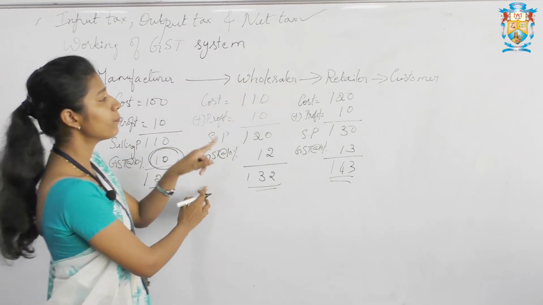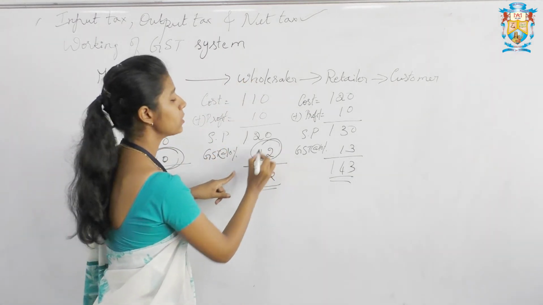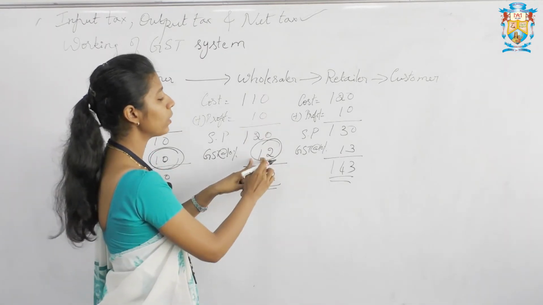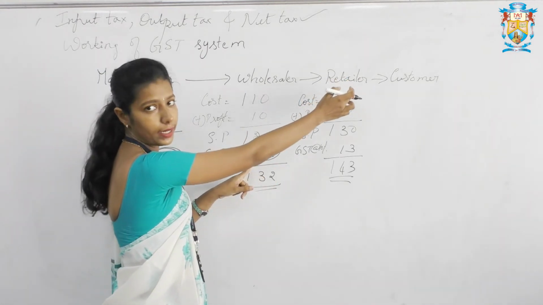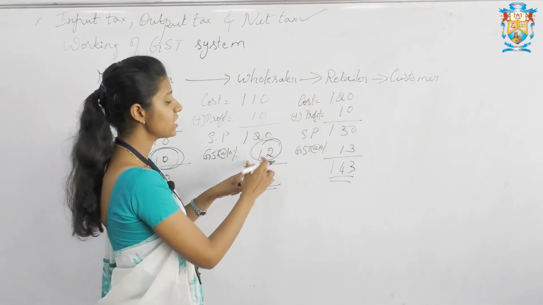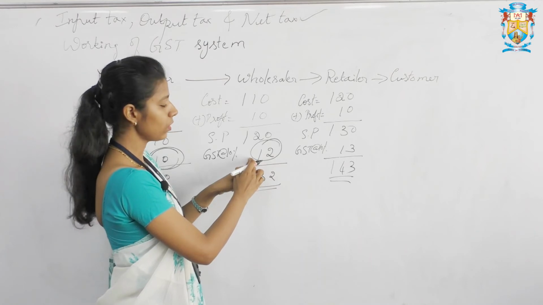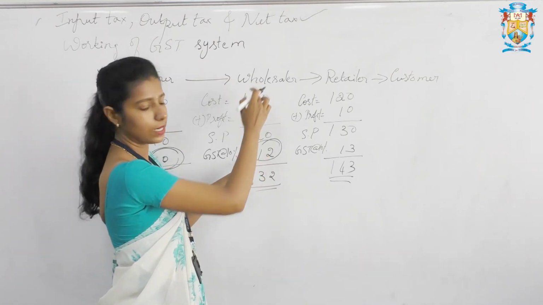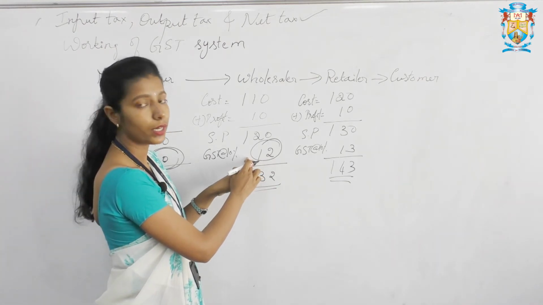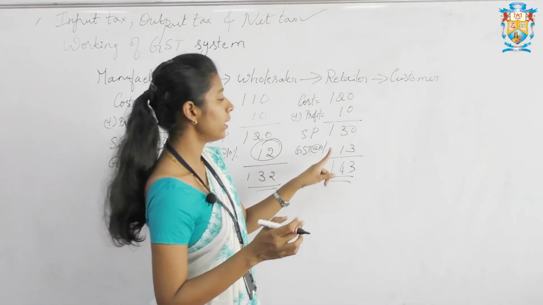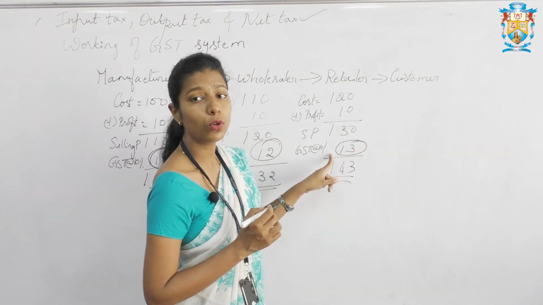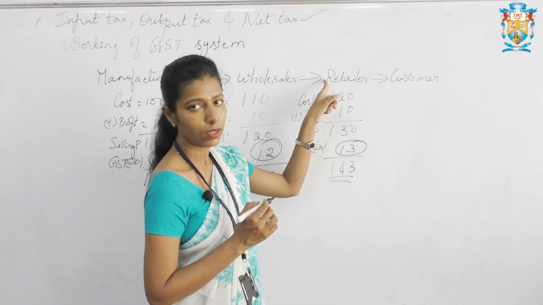So coming to the wholesaler, 12 rupees will be the output tax for the wholesaler, because this 12 rupees is collected from the retailer when he sells the goods. So the retailer, when he purchases the goods, is paying 12 rupees to the wholesaler. So this will become the input tax to the retailer. Now coming to the retailer, this 13 is the output tax to the retailer.